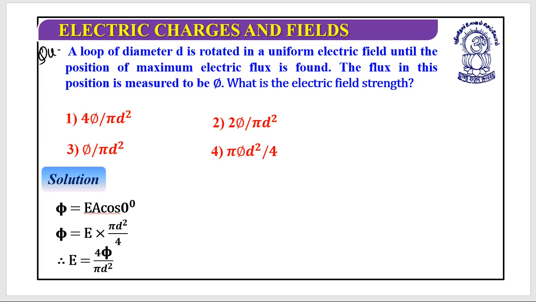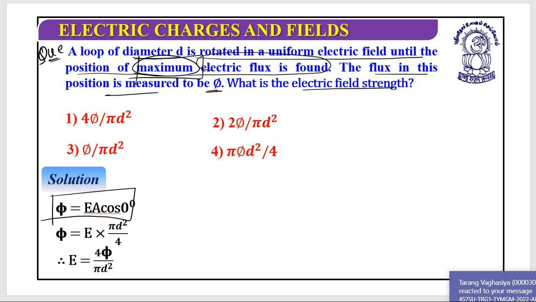What they have given is a loop of diameter d. A loop of diameter d is rotated in a uniform electric field until the position of maximum electric flux is found. They are rotating it so that the position of maximum electric flux is obtained. The flux in this position is measured to be phi. What is the electric field strength? So what I can write is flux is equal to E into A into cos theta.